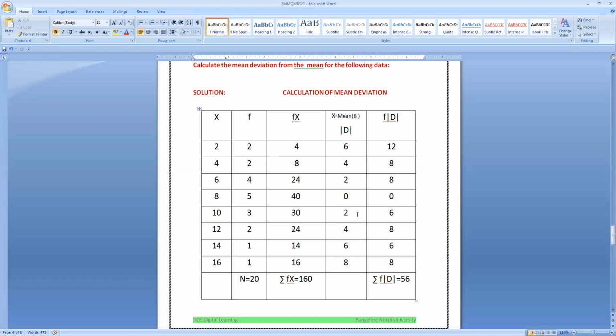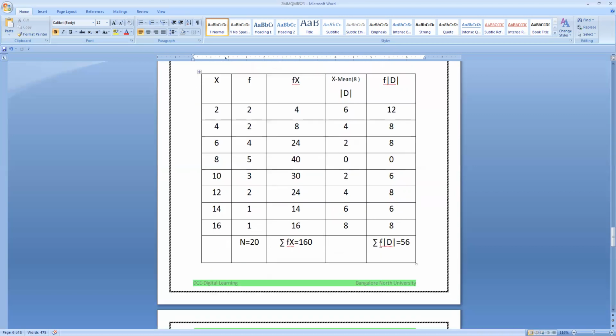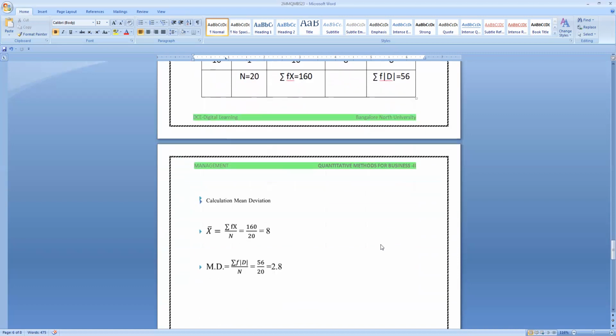Then for the calculation of mean deviation, the formula is sigma fd by n. Therefore, we require to calculate the f into deviation column. F is 2, the deviation value is 6. 2 into 6 is 12, 2 into 4 is 8, 4 into 2 is 8, 5 into 0 is 0, 3 into 2 is 6, 2 into 4 is 8, 1 into 6 is 6 and 1 into 8 is 8. Total sigma fd, the value is 56.